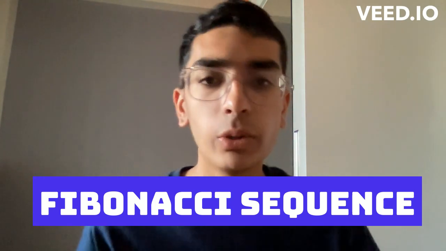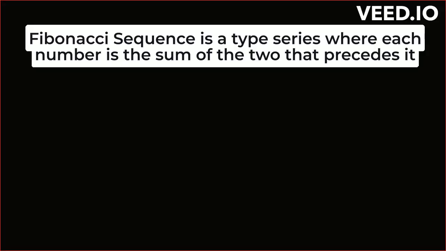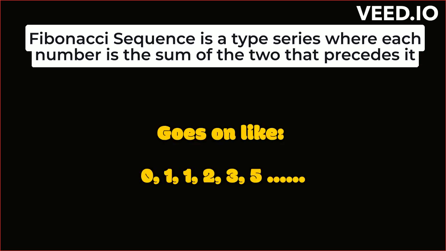So what is the Fibonacci sequence? The Fibonacci sequence is a sequence in which each number is the sum of the two preceding ones. It goes on like 0, 1, 1, 2, 3, 5, and so on. If you notice, 0 and 1, the sum is 1; 1 and 1, the sum is 2; 2 and 1, the sum is 3, and so on. So without wasting any more time, let's jump into our computer and code.